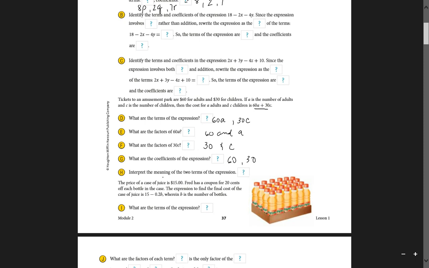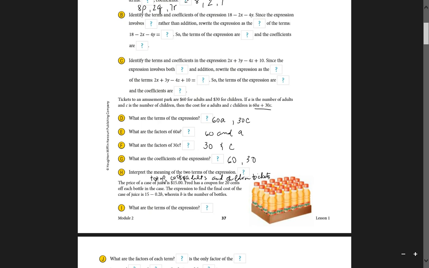So we're talking about the complete algebraic expression. So 60A plus 30C is the total cost of adults and children tickets, because 60A is for the ticket per adult and 30C is the ticket per child. Okay, I'm practicing my pen. Just write your handwriting neatly.